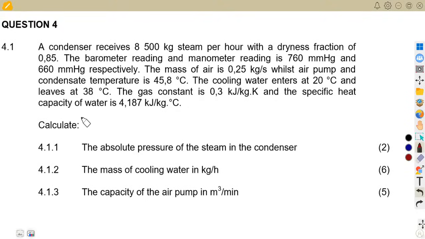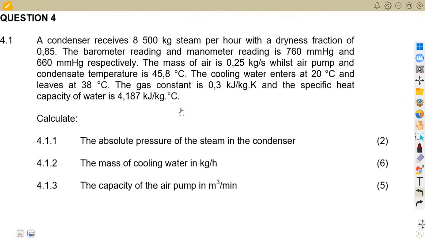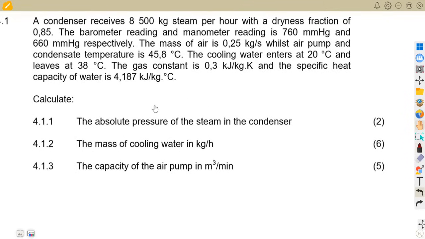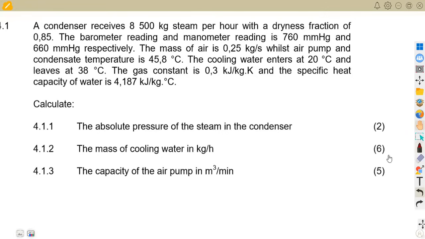Still working on our condensers on the power machines N5. We've got the question paper of November 2019 that we're going to consider. Question 4.1, whereby we are given a condenser. It receives 8,500 kilograms of steam per hour. So we've got the mass of steam in this case with a dryness fraction of 0.8.